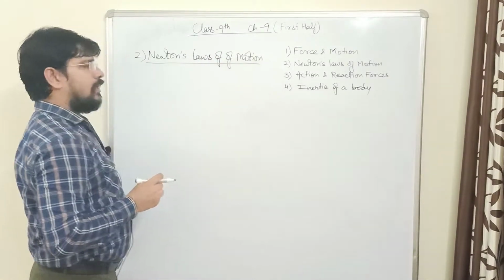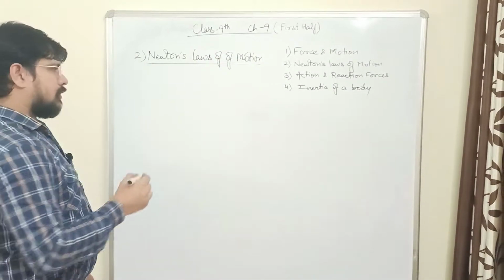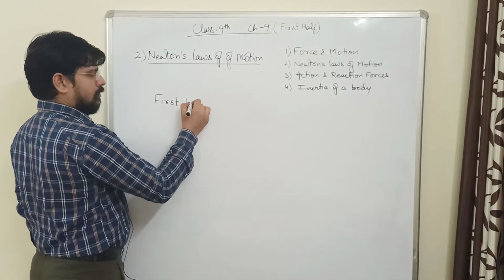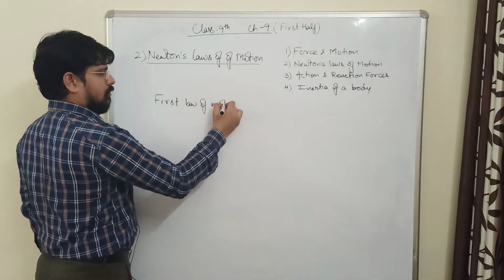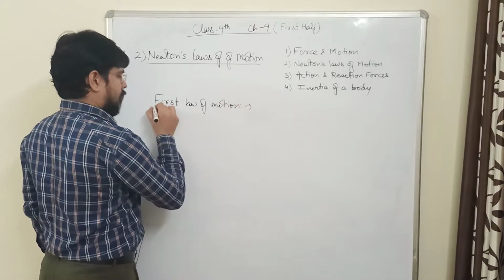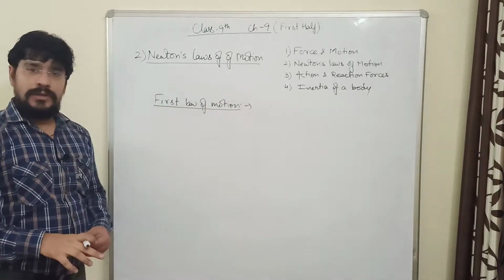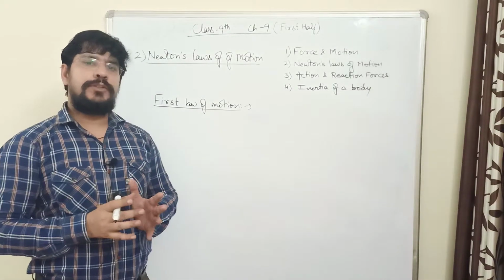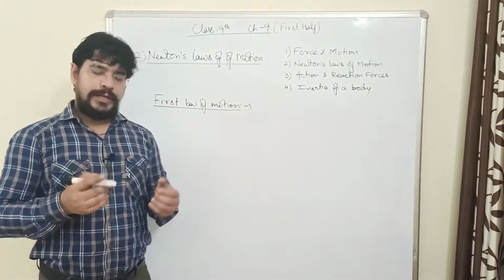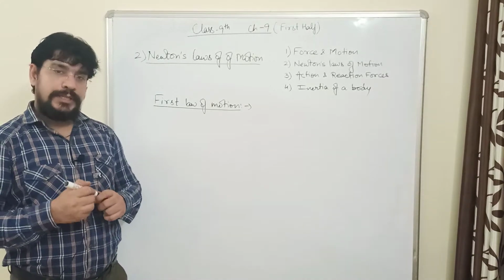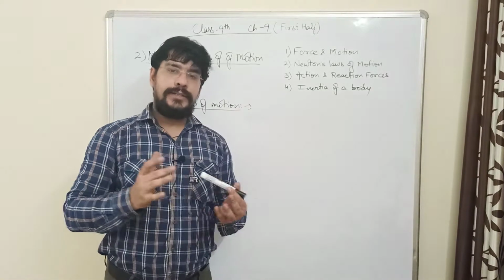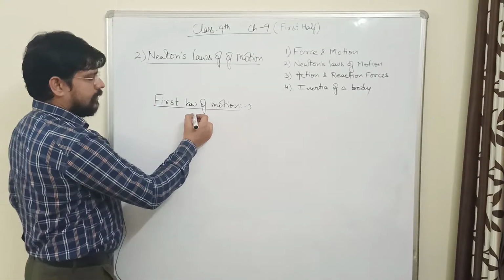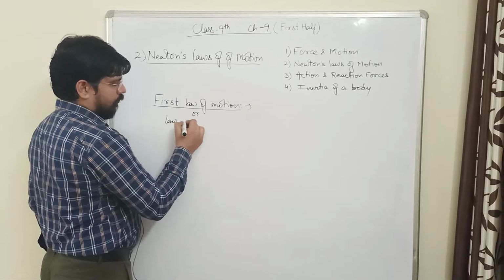We are having three laws of motion gave by Newton. The first law of motion states that if an object is in rest, it will continue to be in state of rest. If an object is in motion, it will continue to be in state of motion until unless any external force is applied. This law is also known as law of inertia.